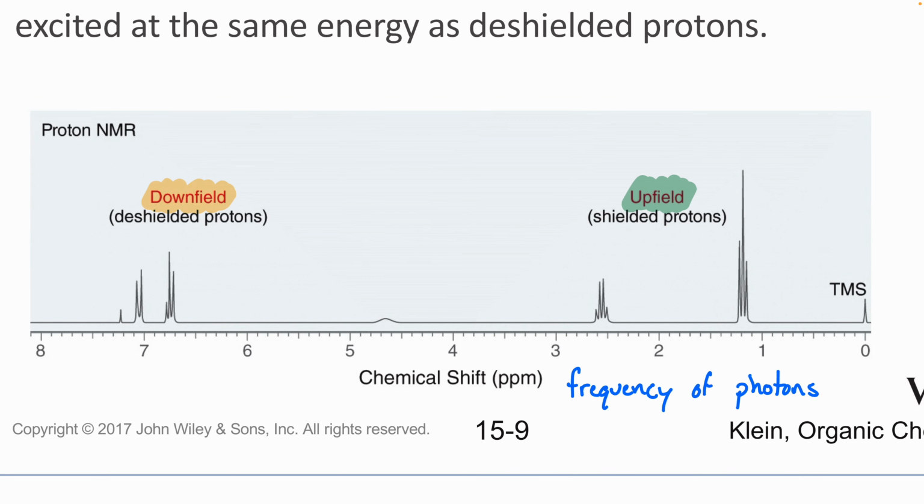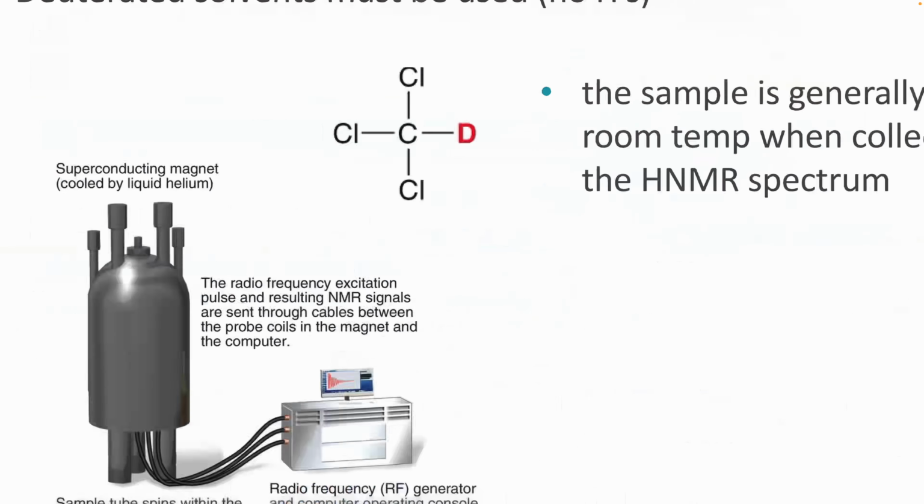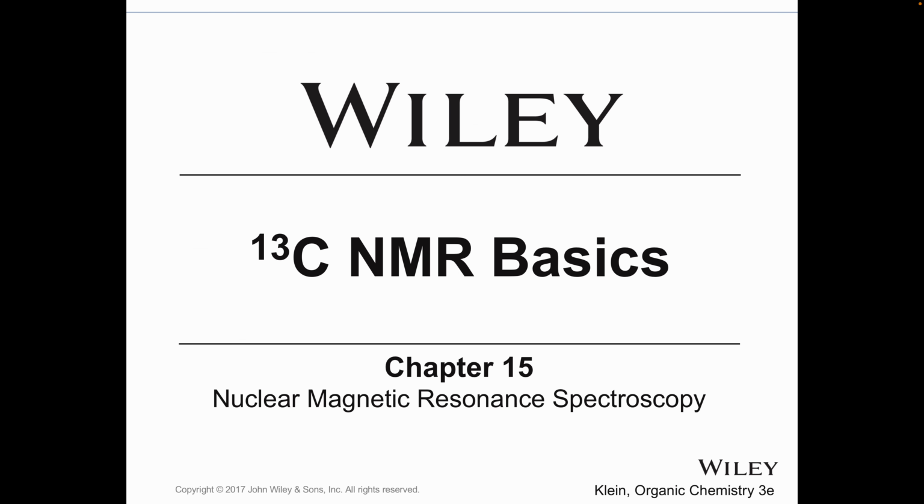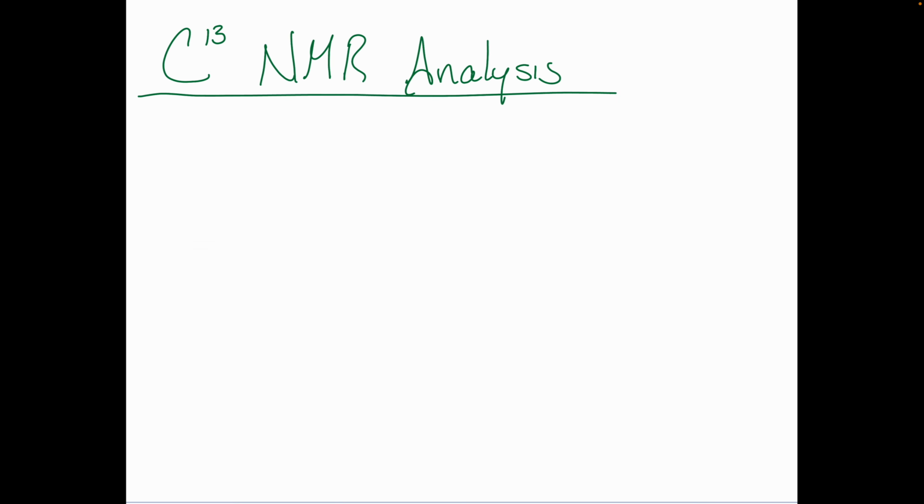Cool. All right, so we're actually going to start with carbon-13 NMR because it's a little bit simpler of the two. All right, so carbon-13 NMR analysis. If I look at a carbon-13 NMR, there's 3 important pieces of information that we can get from that graph. The first is the number of peaks that we see.